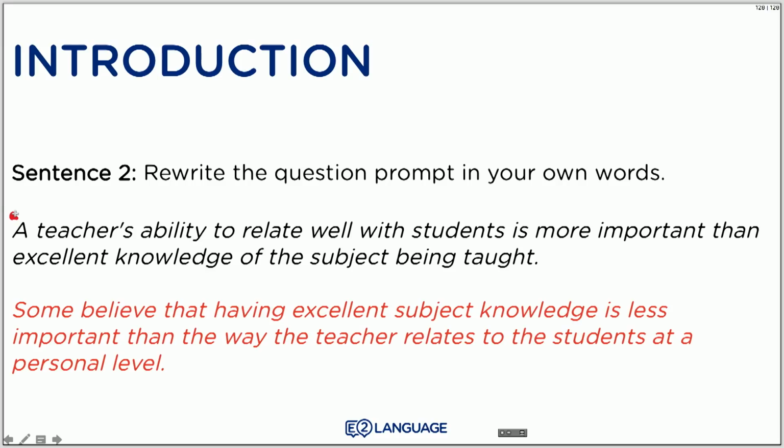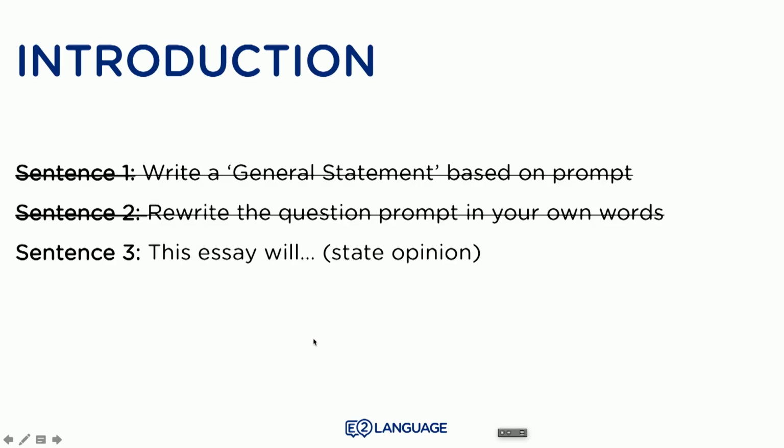This says, a teacher's ability to relate well with students is more important than excellent knowledge of the subject being taught. I wrote, some believe that having excellent subject knowledge is less important than the way the teacher relates to the students at a personal level. This basically says the exact same thing as this, but in different words. That's all I've done. I've just turned that into that. It's not rocket science.